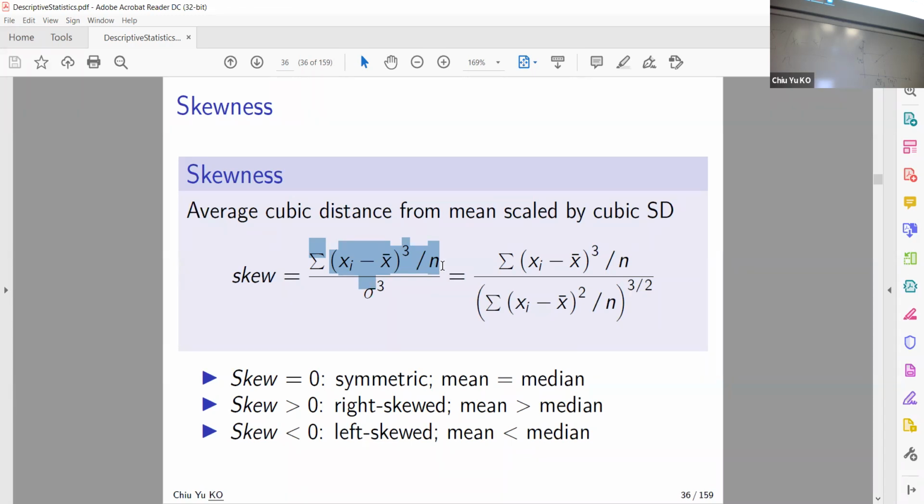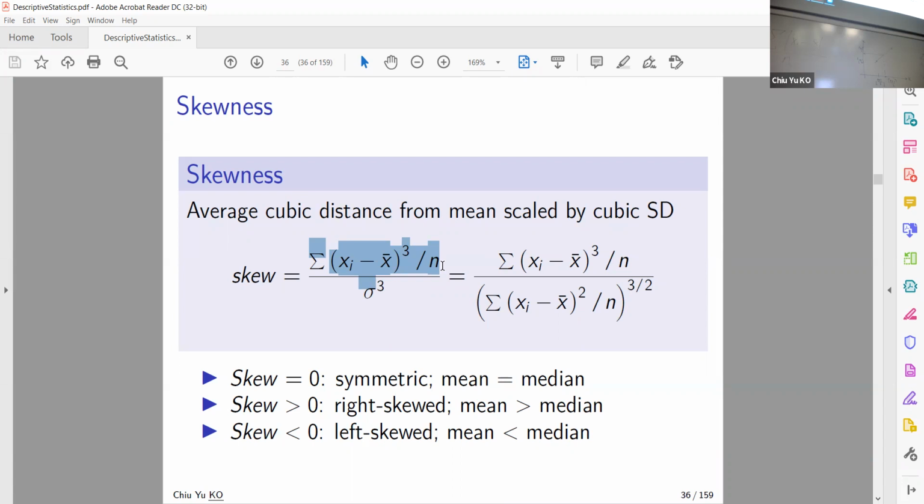So if the data is nicely symmetric, say 1, 2, 3, 4, 5, in that case they will cancel out, right? 1 and 5 cancel out, 2 and 4 cancel out. So if perfectly symmetric with power 3, they cancel out.